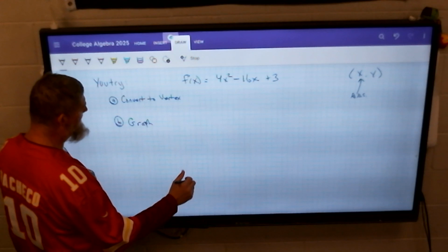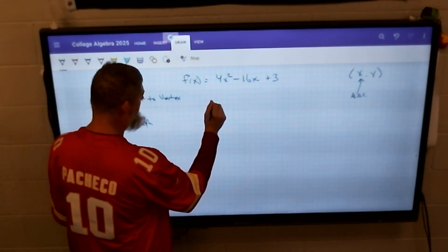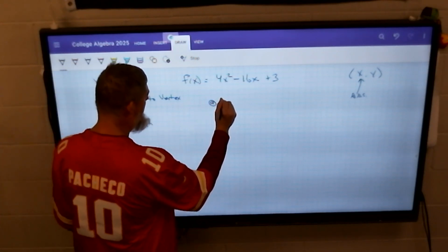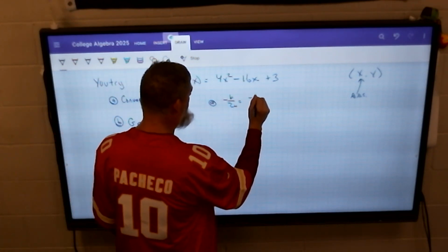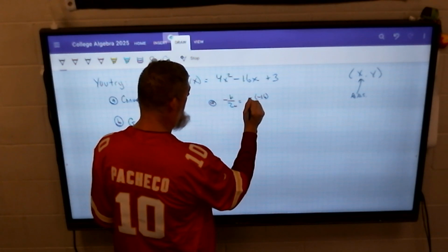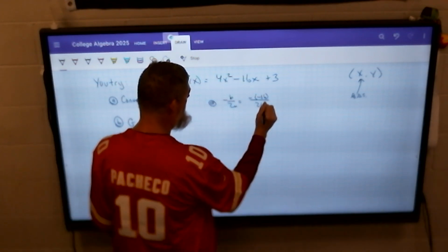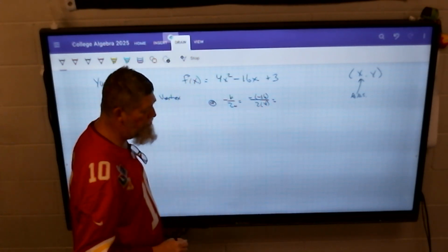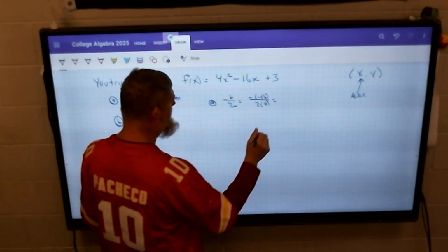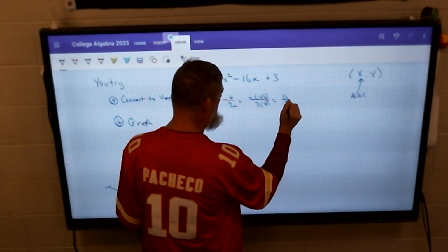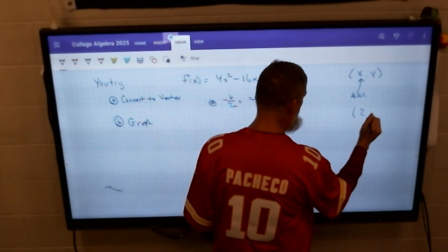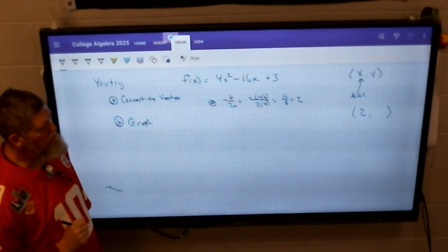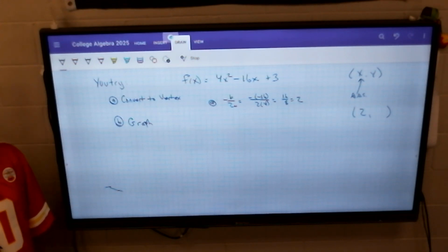All right, let's find the vertex. How do I find the vertex? Negative b over 2a. So negative b is going to be negative 16 over 2 times 4. Two negatives make a positive. So we end up with 16 over 8. You should get an axis of symmetry of 2. So my first point is going to be 2. You guys got 2?